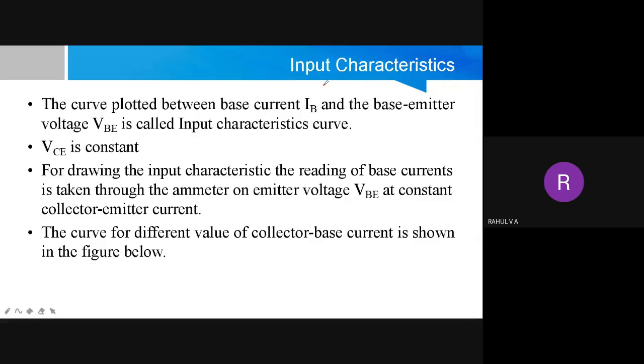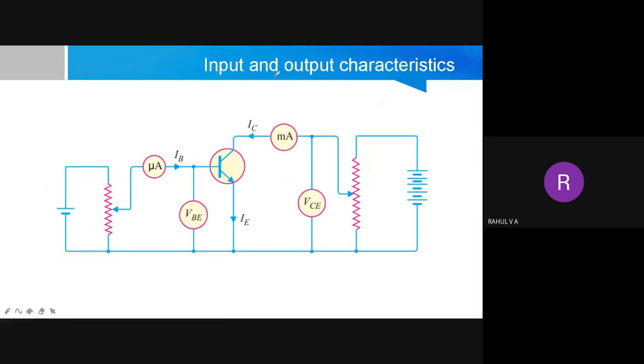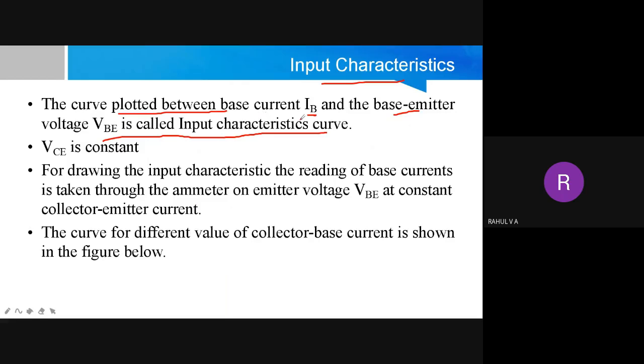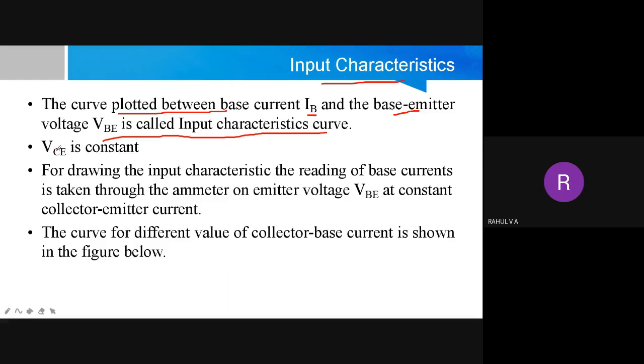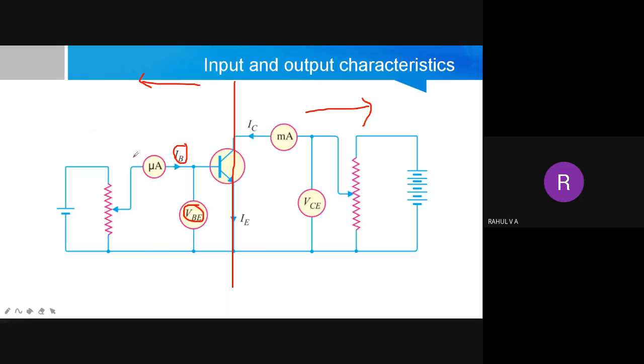Okay, we will read this one. Input characteristics: the curve plotted between base current, that is your input, and base emitter voltage is called the input characteristics curve. As I told, we have two parts. This is for output, this is for input. Now we are explaining input characteristics. It is plotted between IB and VBE. That's the first sentence: the curve is plotted between IB and VBE. That is your input characteristics. And what is the second point? VCE is constant. During that time, we are providing constant voltage using this VCE.